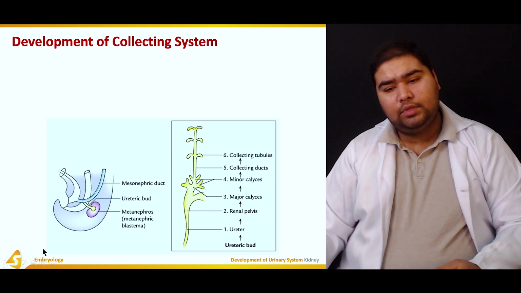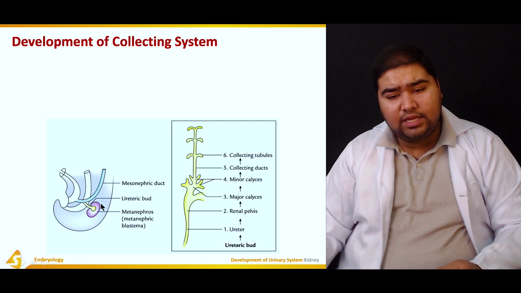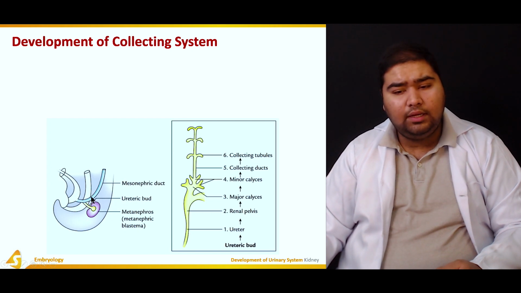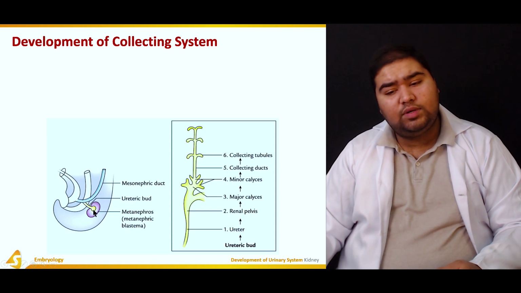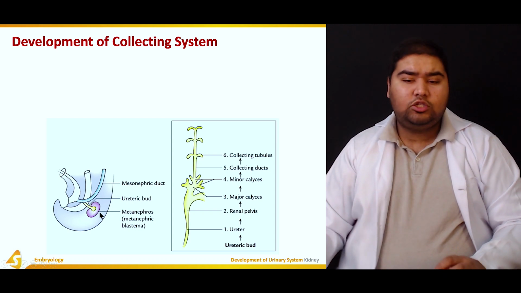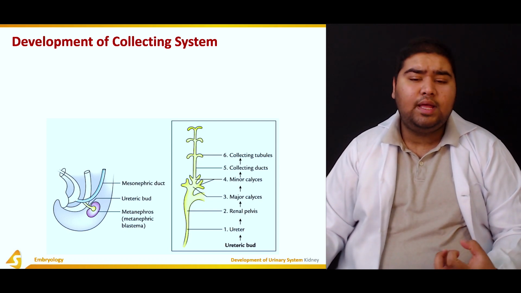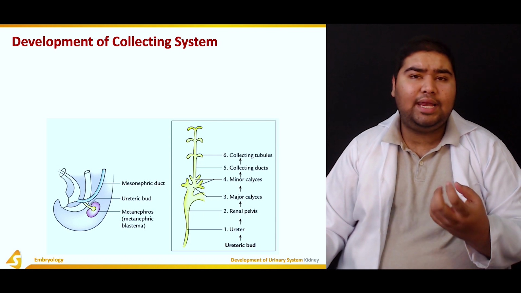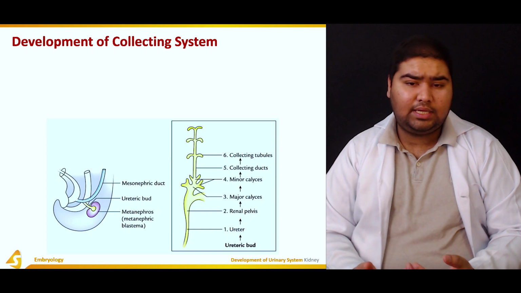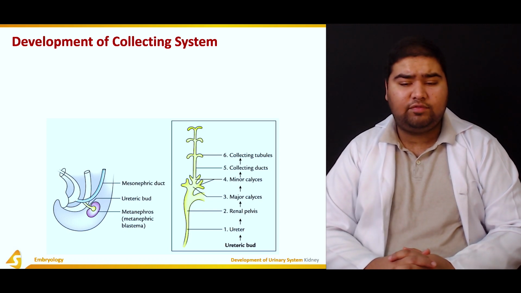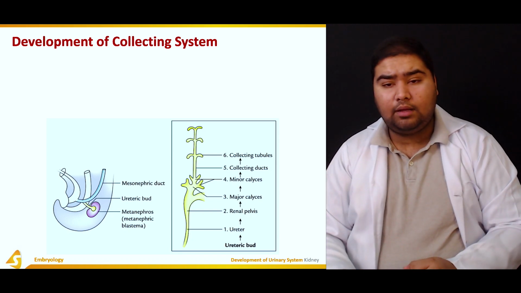So referring to the figure, this is the mesonephric duct. This ureteric bud is formed from the distal end of the mesonephric duct, and it tends to grow cranially towards the metanephros. So the metanephros was responsible for the formation of the secretory system, and the ureteric bud for the collecting system of the adult kidney. We are talking about the development of the collecting system now, so we'll talk about the ureteric bud.